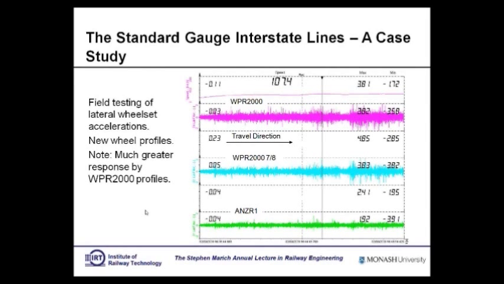This shows lateral oscillations of wheel sets containing the new profile, WPR 2000. That's a WPR 2000 that has a narrow flange, and that's the original ANZR. So you can see that the ANZR is considerably more stable laterally than these two varieties.